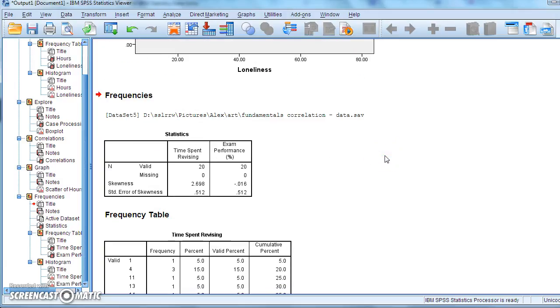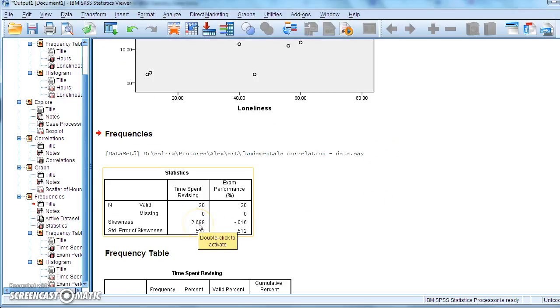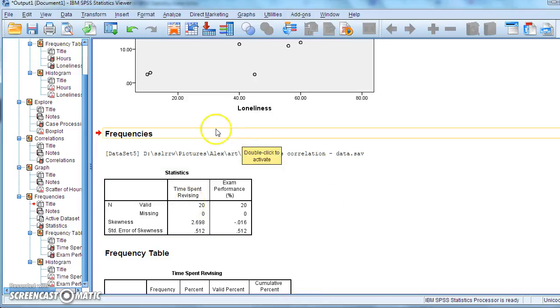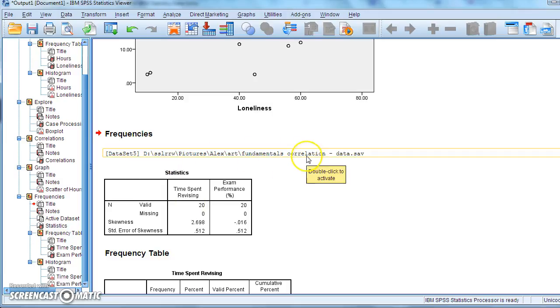For the time spent revising, again, our eyeballs are correct. There's a pronounced positive skew here of 2.6, and clearly 2.6 or 2.7 rounding up is more than twice the size of 0.5. So if you were to multiply 0.5 by 1.96, then that still wouldn't be anything like as big as the skewness statistic here. So we have to say that this particular variable is unacceptably skewed. It's skewed beyond the p less than 0.05 level. So that means that we can't use a parametric statistic, or we shouldn't use a parametric statistic.